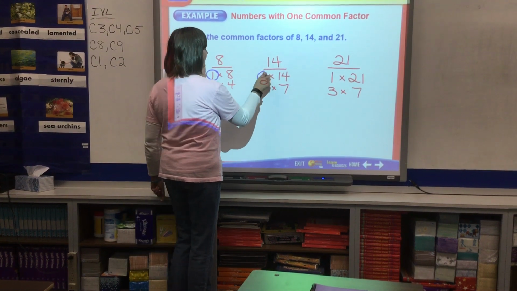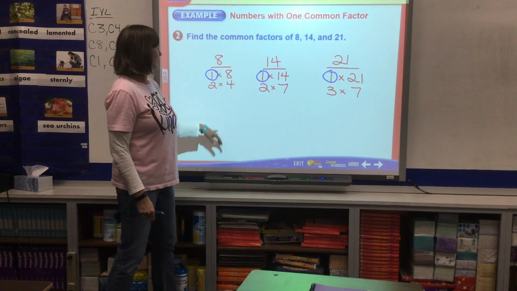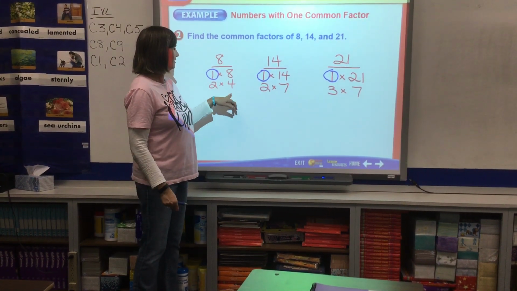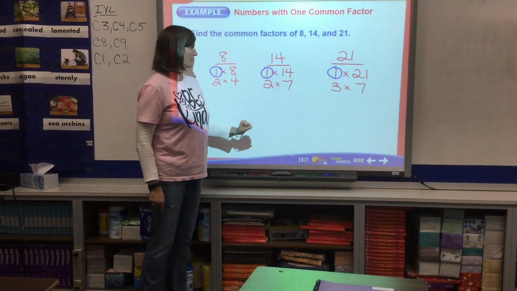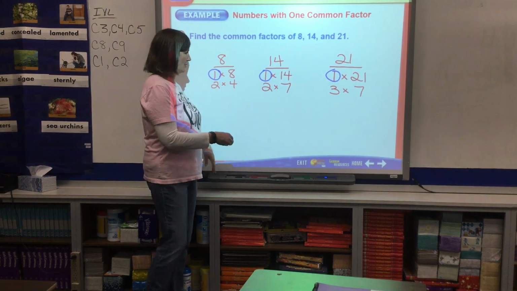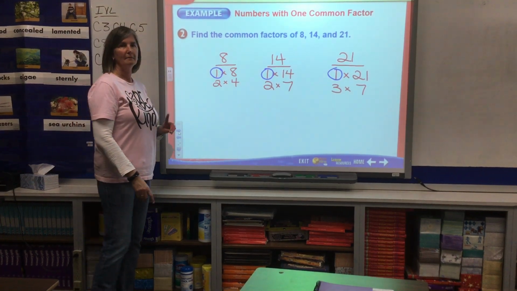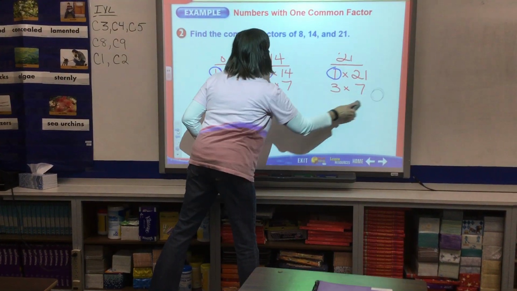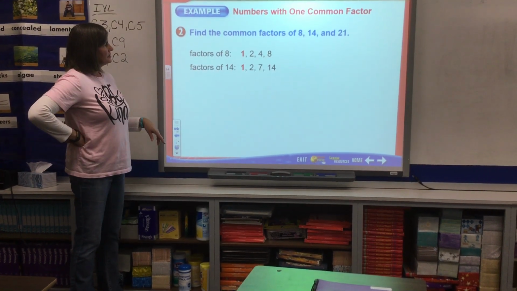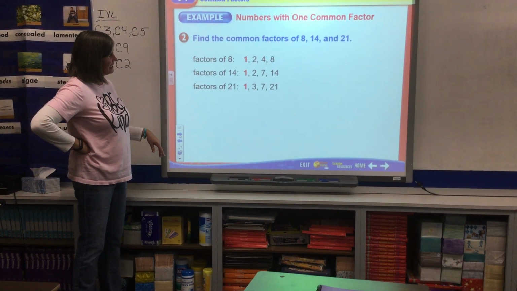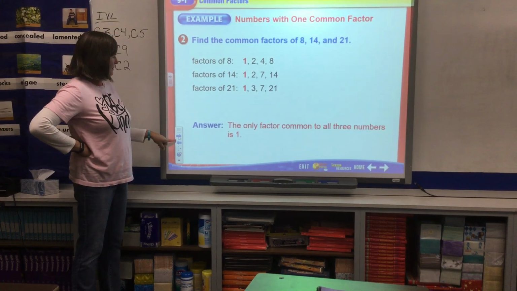All right, so I see a 1 here, a 1 here, and a 1 here, and that, my friends, is it. All right, we talked about the 2 already, but it's not over there. This is the only one I see a 4 in or an 8 in. We have a 7 here and a 7 over there, but not in here. So in this example, my friends, our only common factor of these 3 numbers is the number 1, and that's it. So they've listed out the factors of 8, 14, and 21, and as we just stated, the only common factor they have is the number 1.